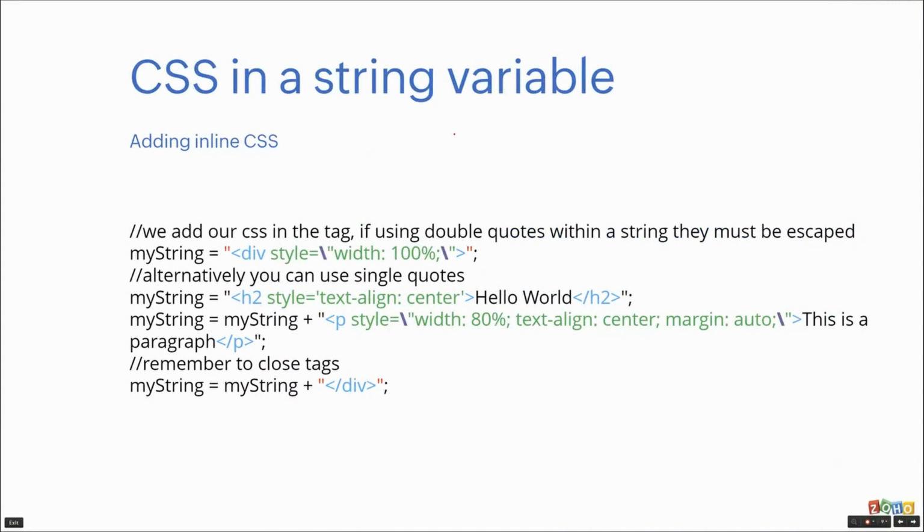CSS. Obviously you can add your HTML elements, but then you want to style the element that you're adding. For this, we use CSS. When we're using CSS within the strings, we would normally use inline CSS in a lot of cases. In this case, when we're adding inline CSS, we add our style. But you'll notice that we're using double quotes within the string. If that's the case, you must escape them with a backslash. Or alternatively, you can use single quotes within the string, in which case you don't need to escape them. So just something to watch out for with the double quotes. Otherwise, you'll end up with errors, and you'll be trying to figure it out.